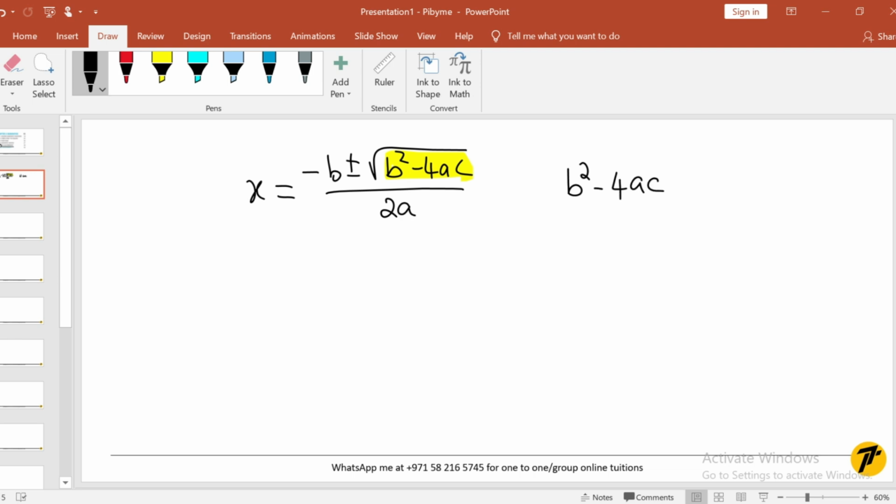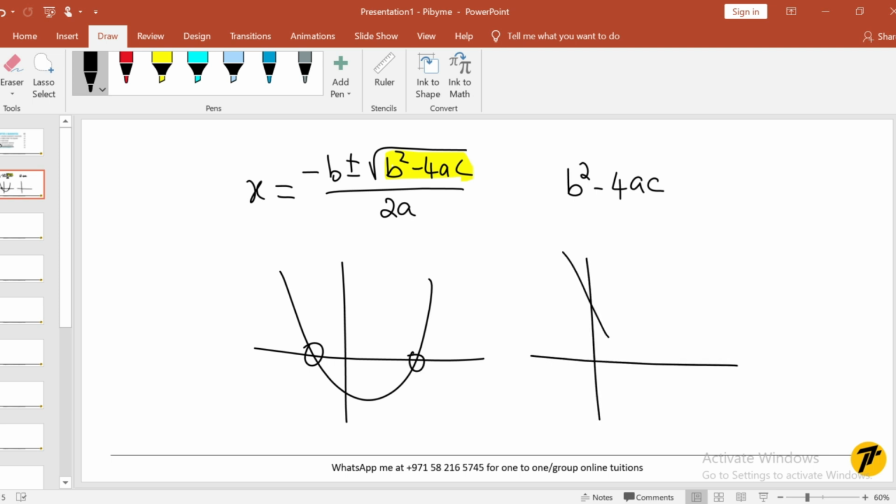By looking at the value of this discriminant, we can find the nature of the roots of a quadratic function. By nature I mean it can be two real roots, or probably the graph touches the x-axis at only one point, or probably it doesn't touch the x-axis at all. So there are three cases. We just need the discriminant to know the nature of the roots of a quadratic function.